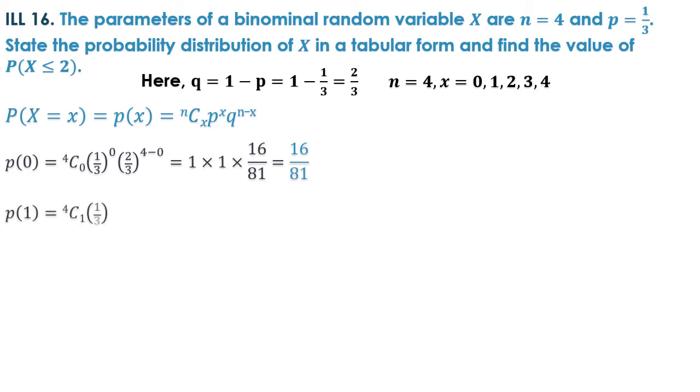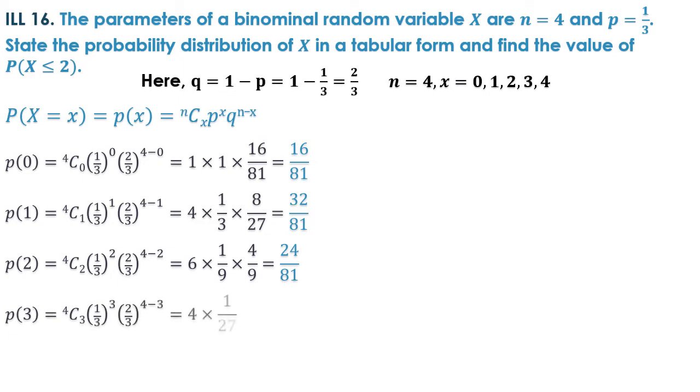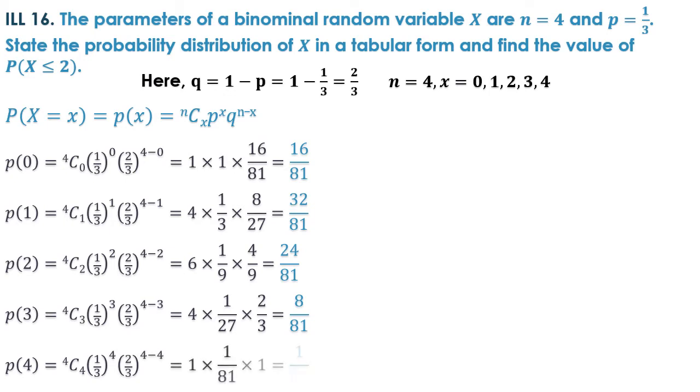When I take it as 1, it will be 4 into 1 upon 3 into 8 upon 27 and 32 upon 81. Similarly, when I take it as 2, it is 4c2, 1 upon 3 raised to 2, 2 upon 3 raised to 4 minus 2, that is 6 into 1 upon 9 into 4 upon 9, that is 24 upon 81. And then when I take it as 3, 4c3, 1 upon 3 raised to 3, 2 upon 3 raised to 4 minus 3, that is 4 into 1 upon 27 into 2 upon 3, that is 8 upon 81. And finally, p4 is 4c4, 1 upon 3 raised to 4, 2 upon 3 raised to 4 minus 4, that is 1 into 1 upon 81 into 1, that is 1 upon 81.